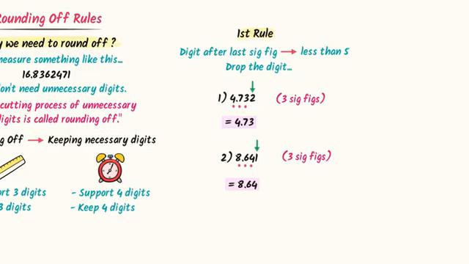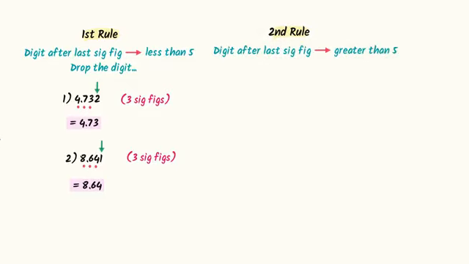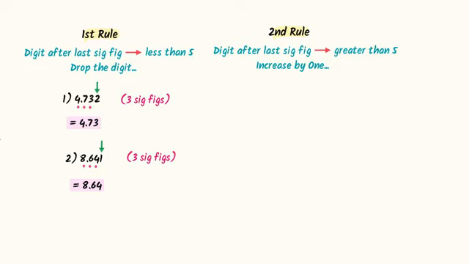Now the second situation is, if the digit after the last significant figure is greater than 5, I mean, if it is 6, 7, 8 or 9, we increase the last significant digit by 1. For example, consider 5.678 and we want 3 significant figures. The digits are 5, 6 and 7. The next digit is 8. I don't need this 8. Since 8 is greater than 5, the 7 becomes 8. So the answer is 5.68.